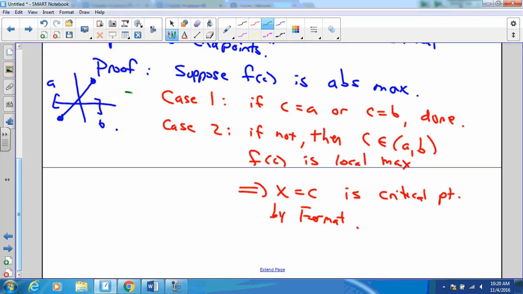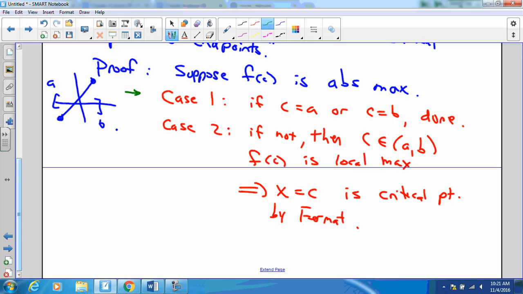Now, sometimes people feel like case 1 is cheating. So I want to come back and talk about this a little bit. How can I just assume what I'm trying to prove? I'm not actually assuming what I'm trying to prove. What I'm doing is saying there are two logical possibilities. Either C is an endpoint or else it's not.